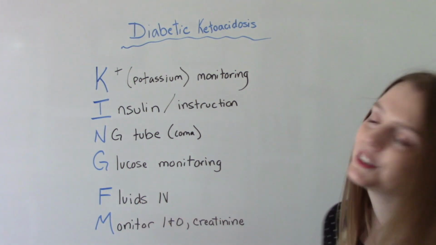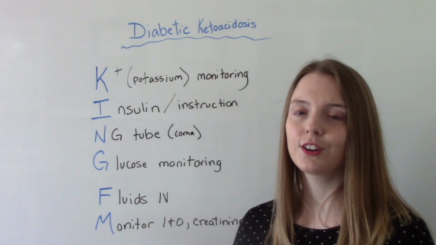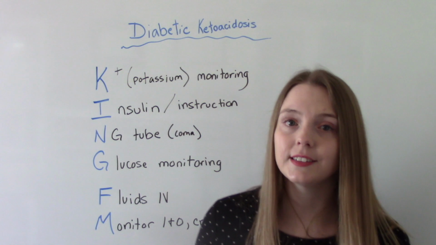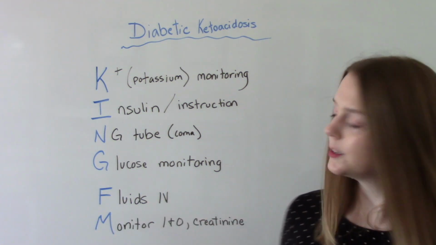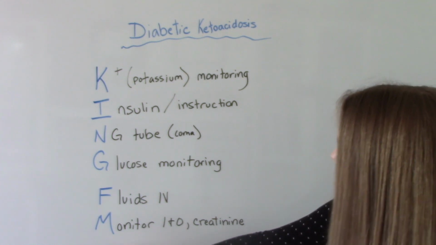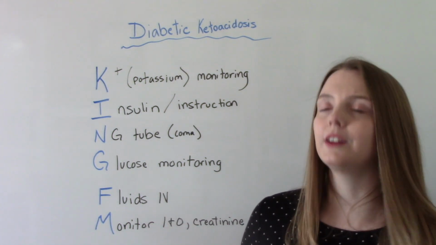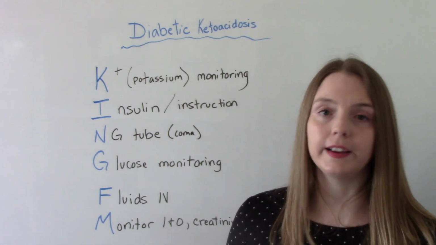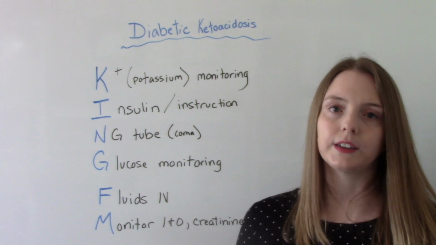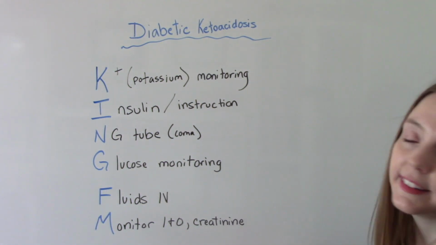Fluids, IV, so giving IV fluids because metabolic acidosis causes fluid and electrolyte imbalances in the body, and we need to fix those. So giving IV fluids. And then M is for monitoring I&O, so their input, their output. Typically these patients will get an indwelling Foley catheter placed by the nurse so that we can get strict I&O on them. And then also monitoring their creatinine levels.